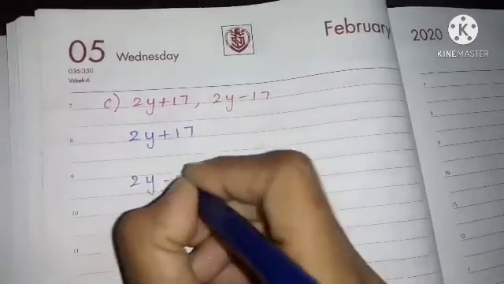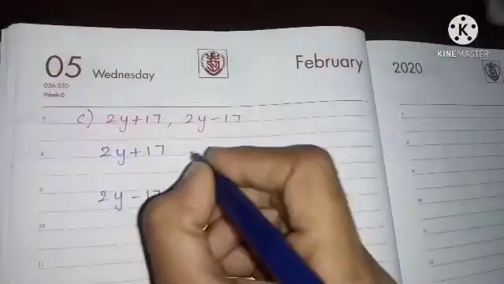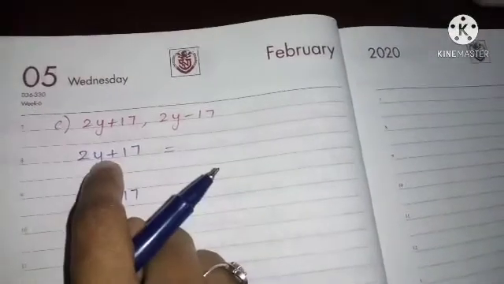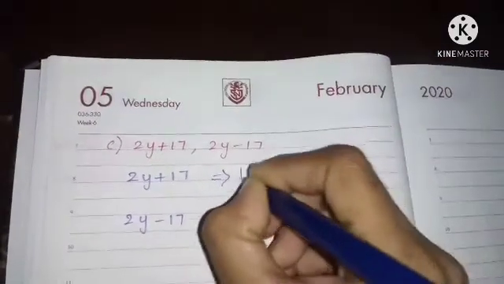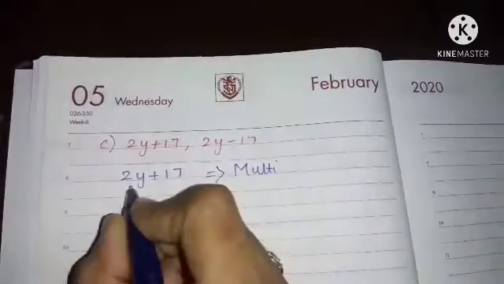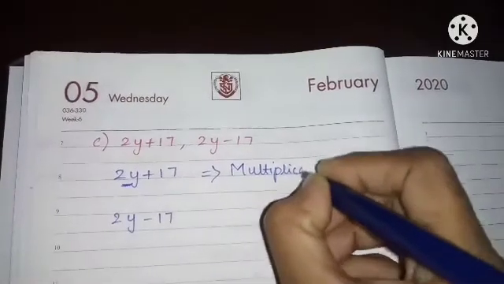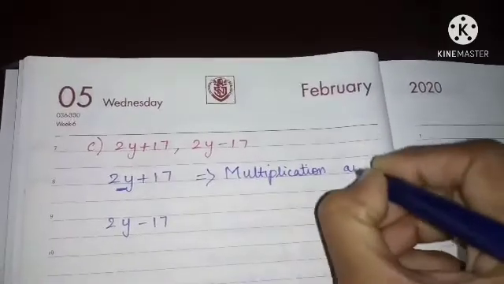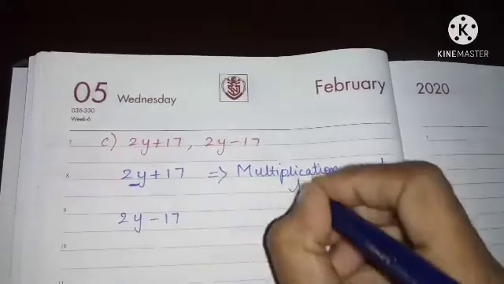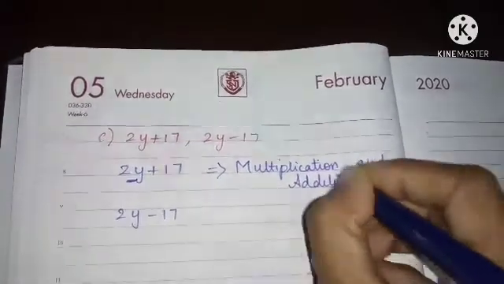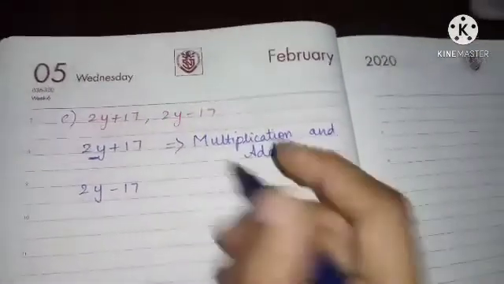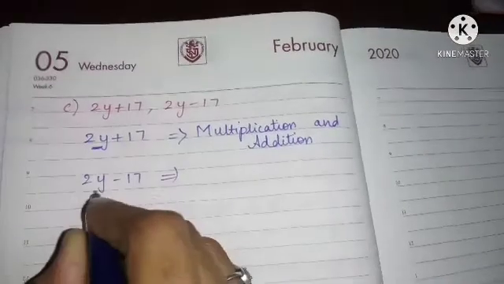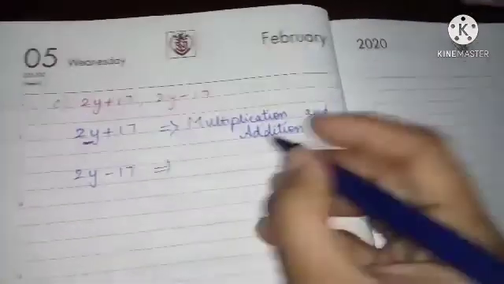Next, C problem. 2y plus 17 is one expression. 2y minus 17 is another expression. Here 2y is nothing but multiplication, and plus is addition. First they have used multiplication, then addition. So you have to check what operations they have used here, then you should solve it. Here also 2 into y is multiplication, then minus is subtraction.